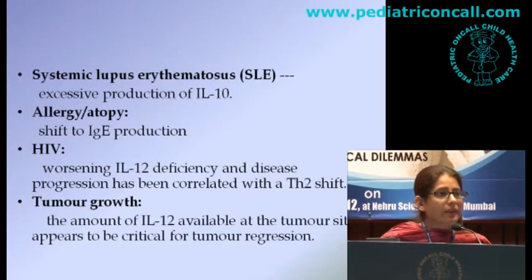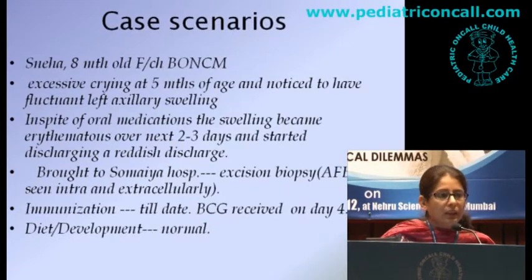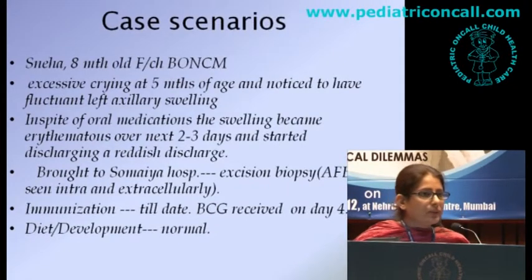In HIV, we have a worsening IL-12 deficiency, which worsens the disease. Whereas for tumor growth to be inhibited, IL-2 is required. And if IL-2 is deficient and IL-10 and IL-6 are increased, then we get tumor growth. Now we come to case scenarios.